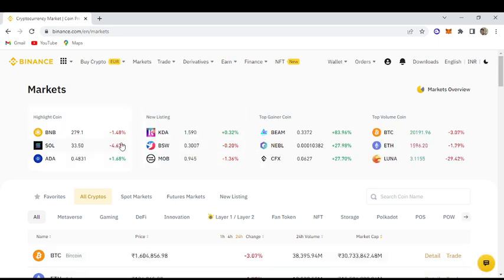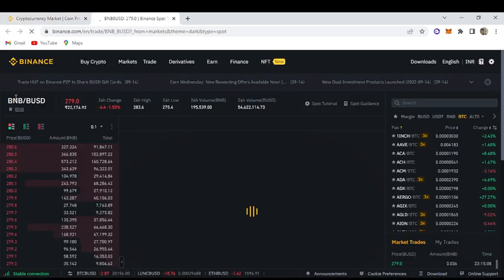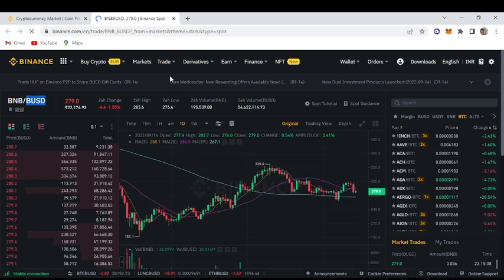So yeah, there you can see there are some filters Binance already uses, highlighting coins. The top one is BNB. So let's see what BNB is doing. This is basically Build BNB for Beauty. You can convert it to USD.